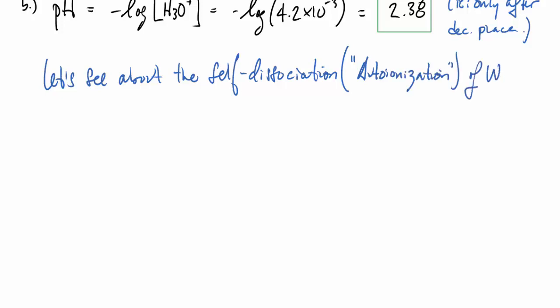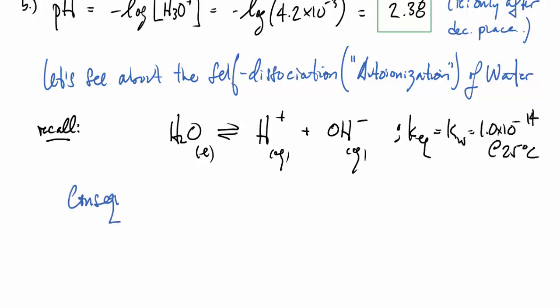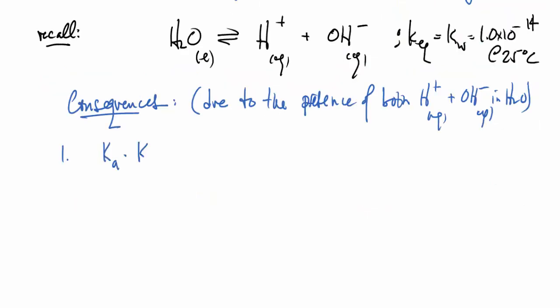Anyway, let's see about the self-dissociation or the auto-ionization of water again. And this is a reminder about the auto-ionization or the self-dissociation of water we discussed last time. So remember that water dissociates by itself into hydronium and hydroxide ions, and it does so to a very slight degree, and the Kw for this, or the Kc, is 1.0 by 10 to the minus 14. So this reaction tends to be far to the left.